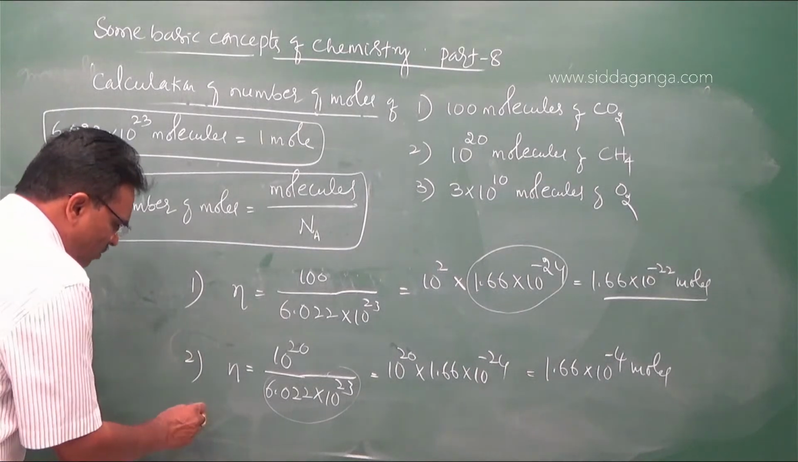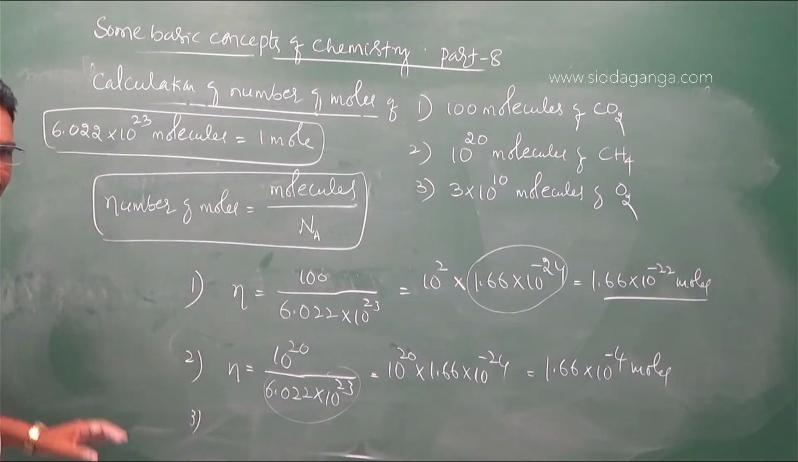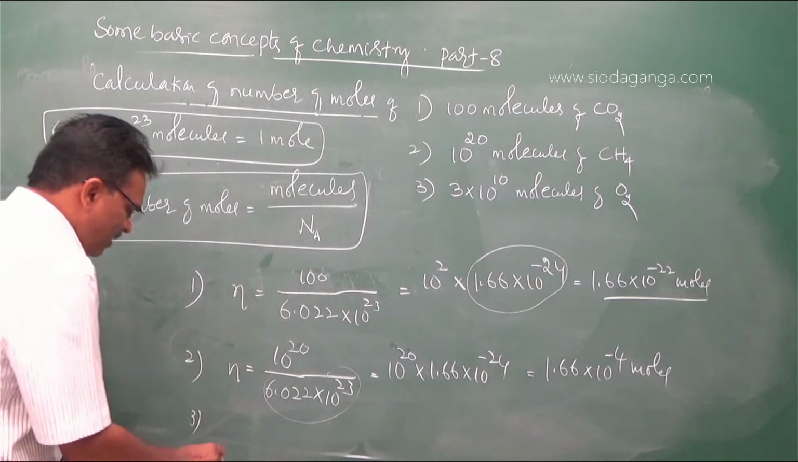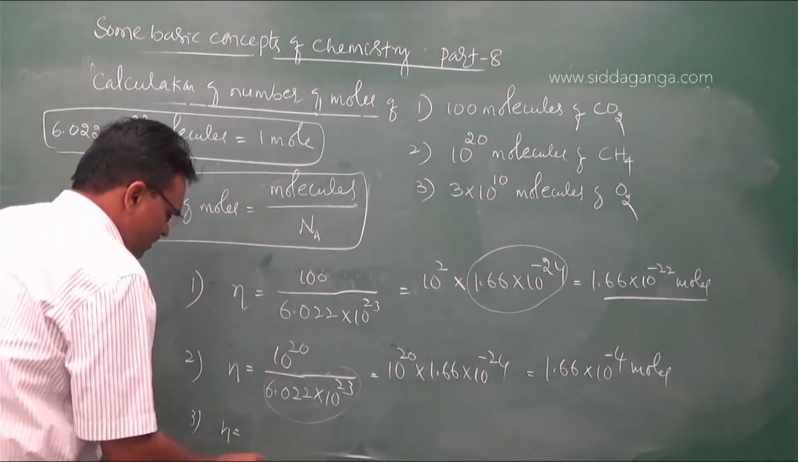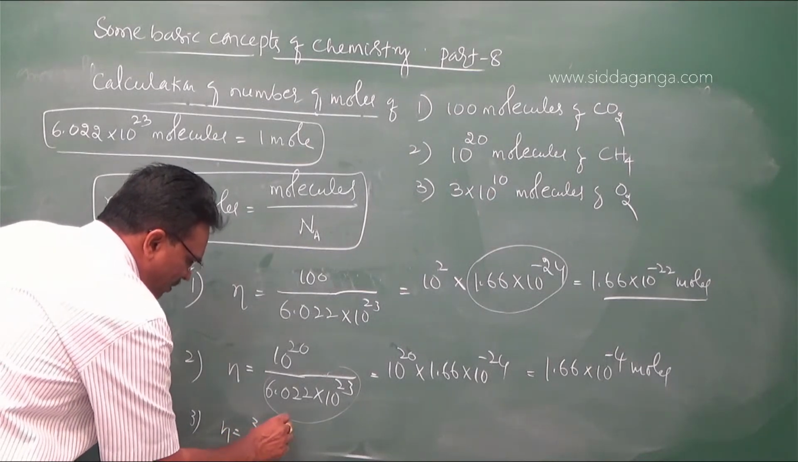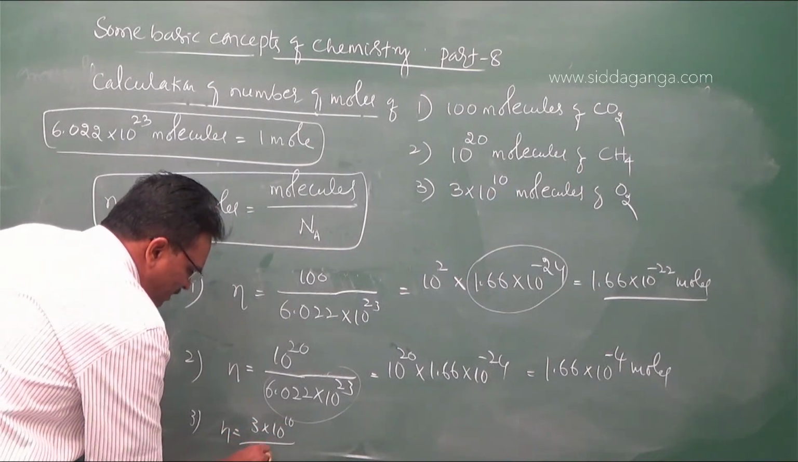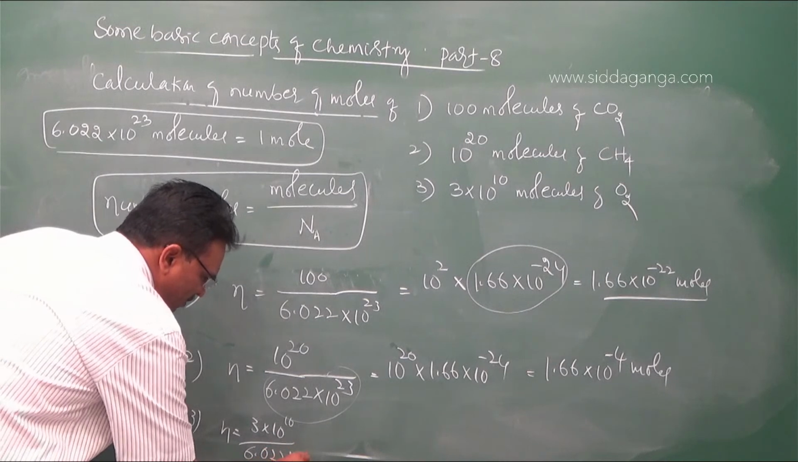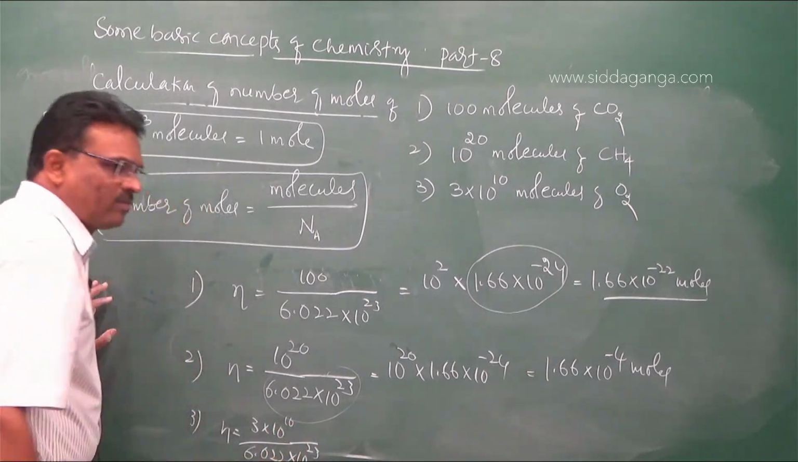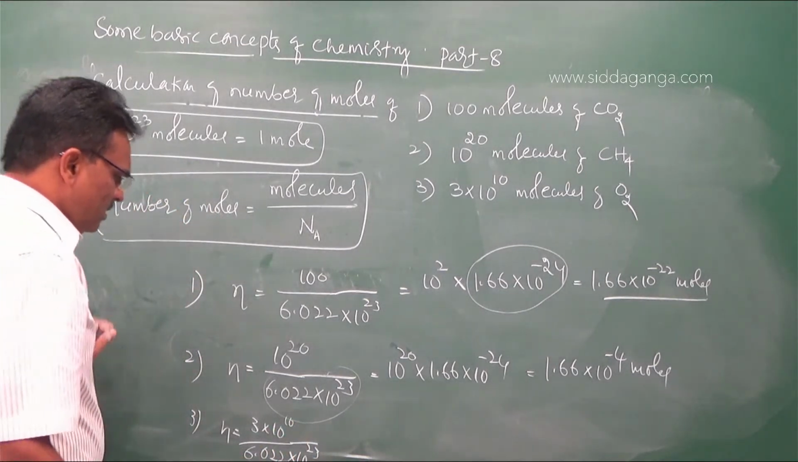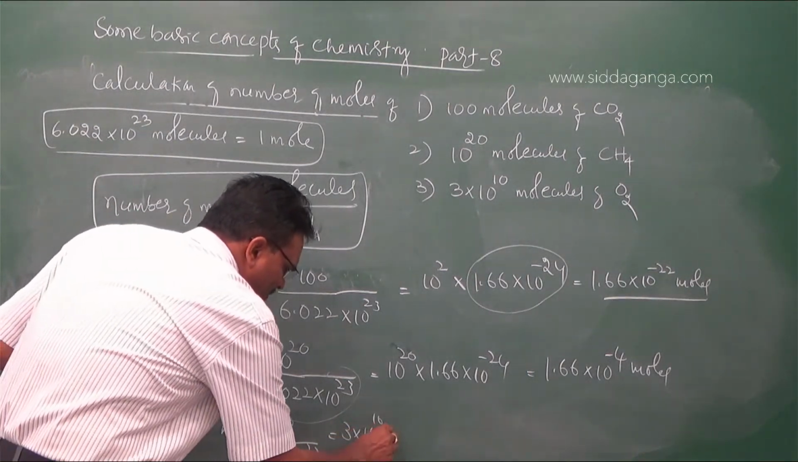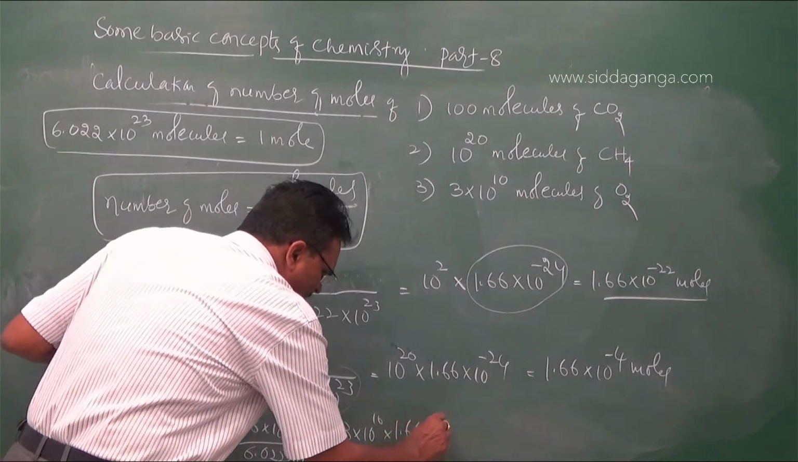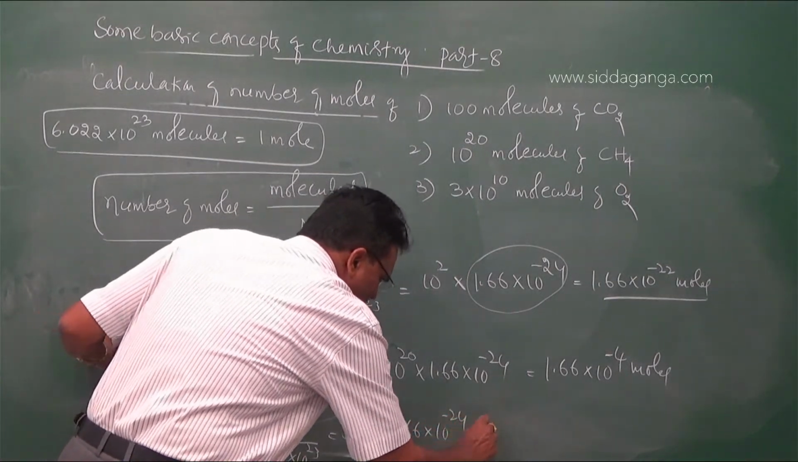Now the third one. Number of moles is equal to 3 into 10 power 10 divided by 6.022 into 10 to the power of 23. It is equal to 3 into 10 to the power of 10 multiplied by 1.66 into 10 to the power of minus 24. It is equal to.